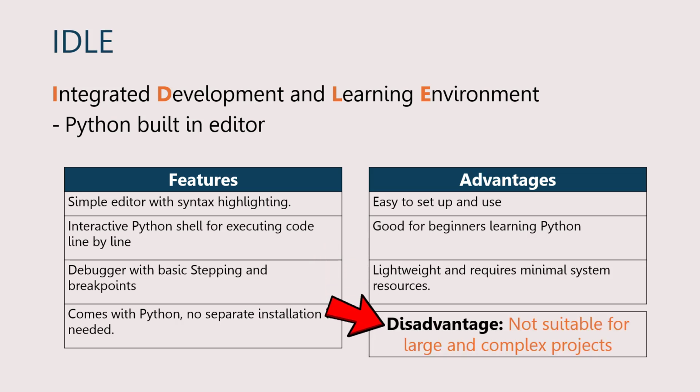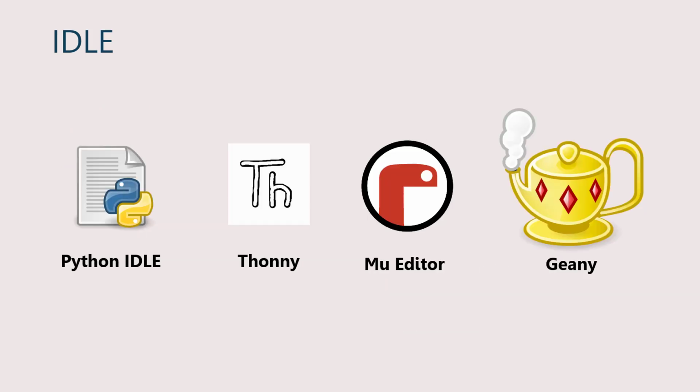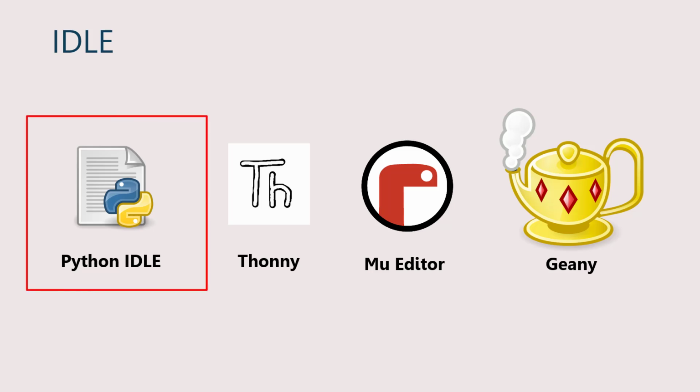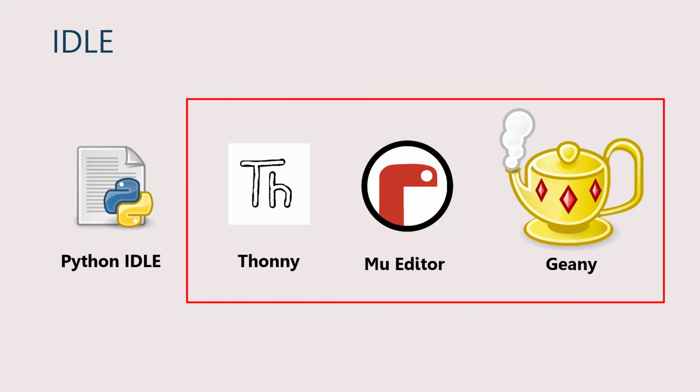But when it comes to the disadvantages, it's not suitable for large and complex projects like web development, application development, etc. Here are four popular IDLEs. The first one is the Python IDLE, which comes by default. Apart from that, there are three other IDLEs which need separate installation: Thonny, Mu Editor, and Geany.